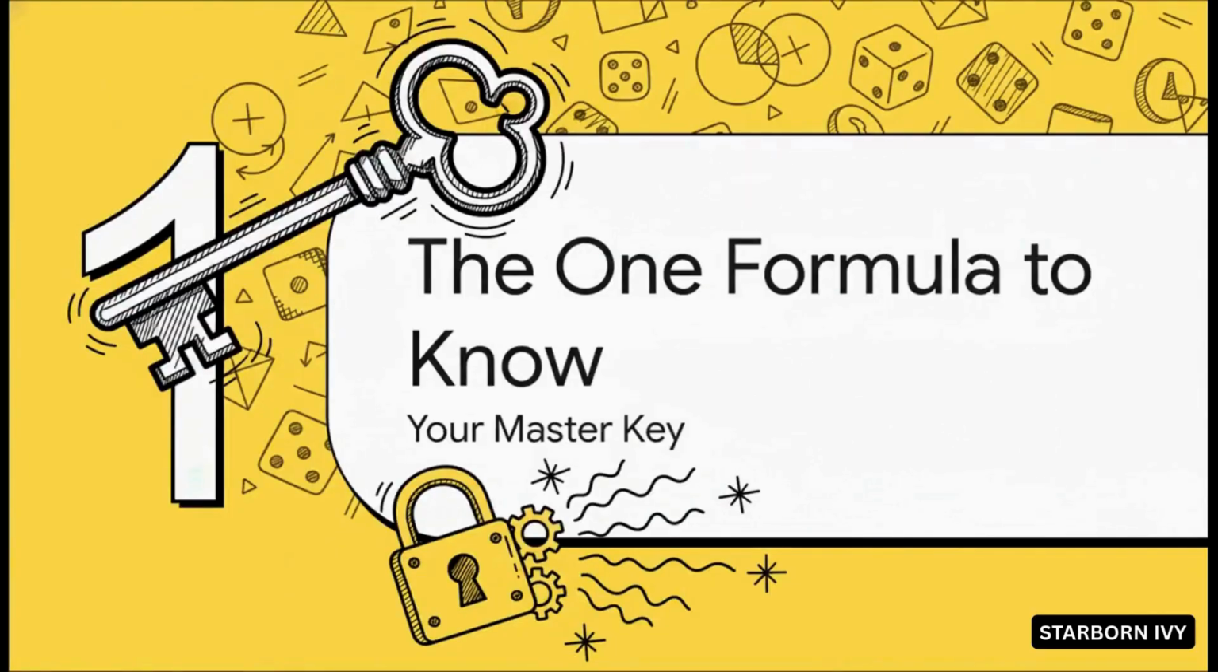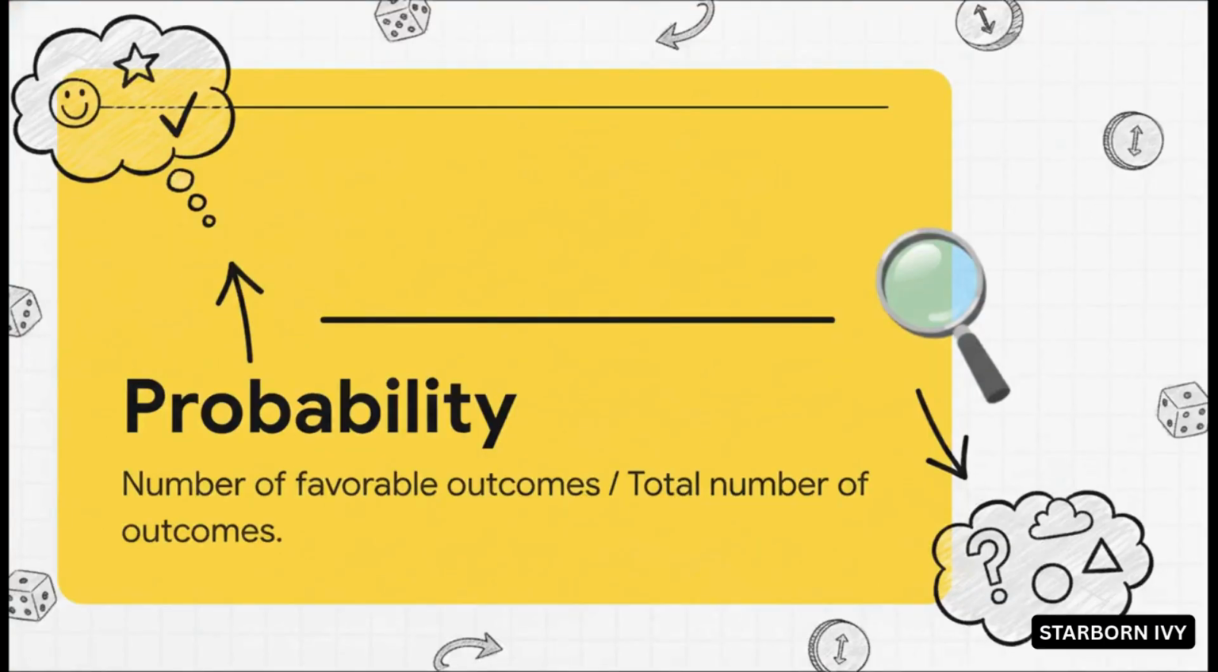So, let's get into the foundation. There's really only one core formula you need to know. Think of it like a master key that unlocks almost every single probability question you're going to face. Once you get this down, everything else just clicks into place. And here it is. That's the whole thing.